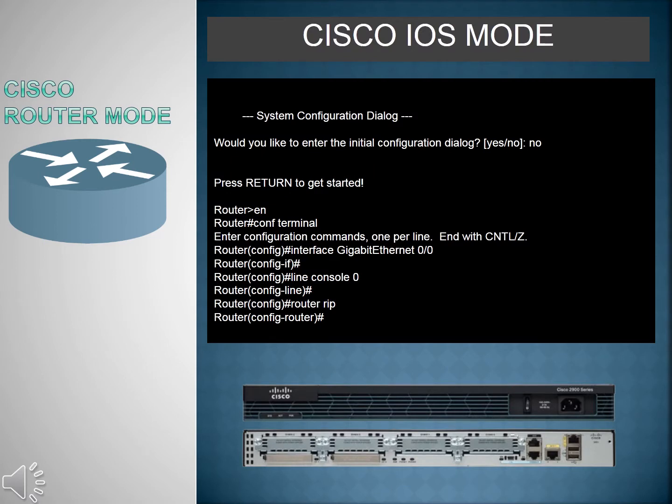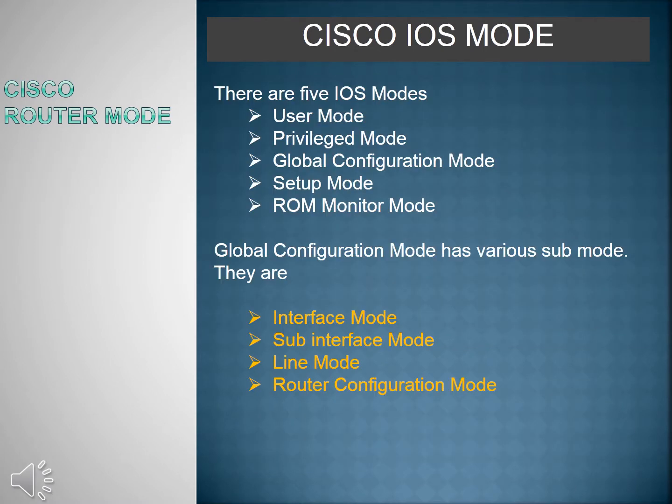This is second part of Cisco router mode. There are 5 IOS modes: user mode, privileged mode, global configuration mode, setup mode, ROM monitor mode. Global configuration mode has various sub-modes and they are interface mode, sub-interface mode, line mode, router configuration mode.